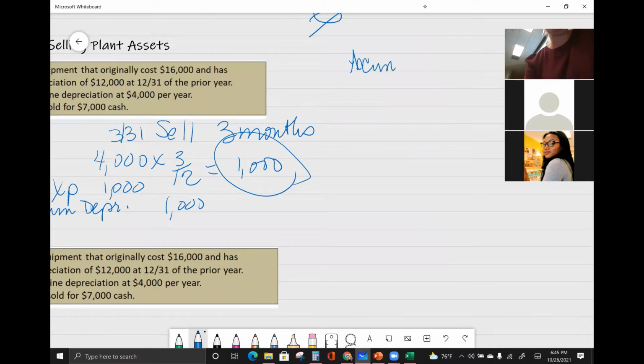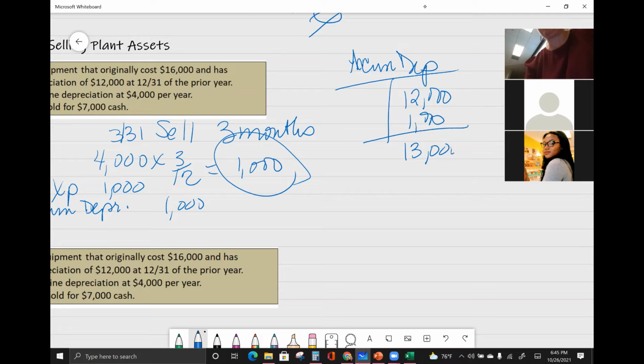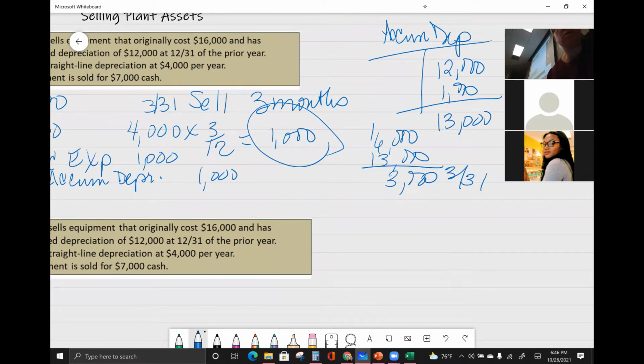Okay, so now in my accumulated depreciation account, I had 12,000. I'm adding another 1,000. So right now it's sitting with 13,000. How much was it originally? 16,000 was my asset, right? So what's the net value? 3,000 right now on 3/31. How much did I sell it for? $7,000. So you see I have a gain because I sold it for more than my net book value.